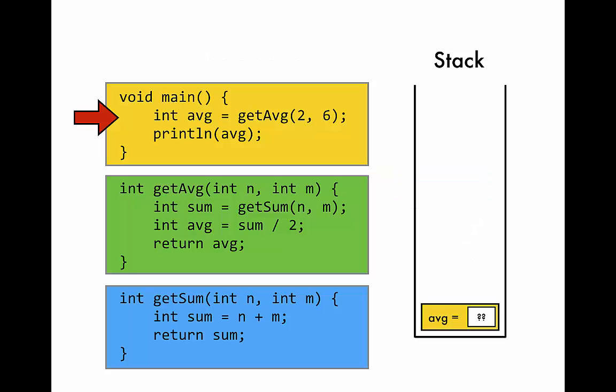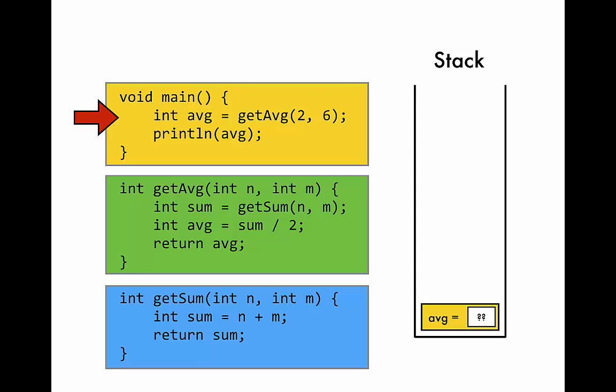This is a very oversimplified example of what happens when methods call each other in Java. But it should give you a basic understanding of how the program stack works. The program stack is an area in memory. As local variables are declared in the program, their names and values get pushed onto the stack. For example, the red arrow indicates where we are in the program. In this case, we're about to call the method getAverage with arguments 2 and 6.